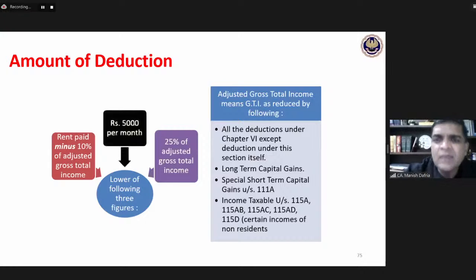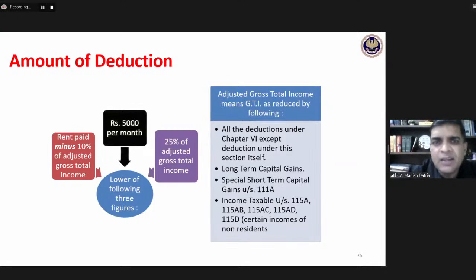And then other income which is taxable at a special rate under section 115A, AB, AC, AD, etc. These incomes are also to be reduced. So my gross total income minus these 1, 2, 3, 4 items, I will be getting something called adjusted gross total income for section 80GG. 10% of that adjusted income or 25% of that adjusted income I need to calculate for finding out how much is the maximum deduction one can claim under section 80GG.